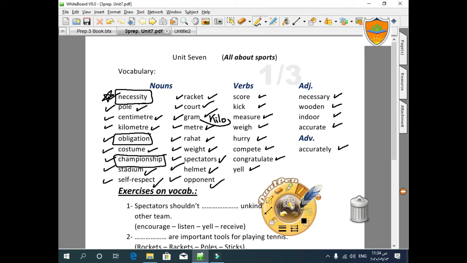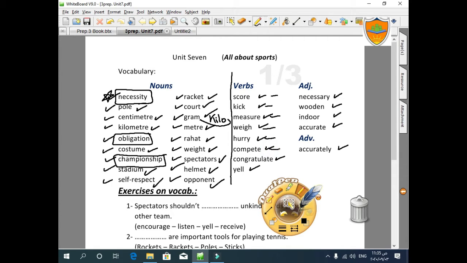Verbs. Score, do something to win in the match. You score a goal or a point to win in a match. Kick, hit with your leg or foot. Measure means to know how tall or long something is. Weigh, to know how heavy something is. Hurry, to walk, go, eat, do anything quickly.